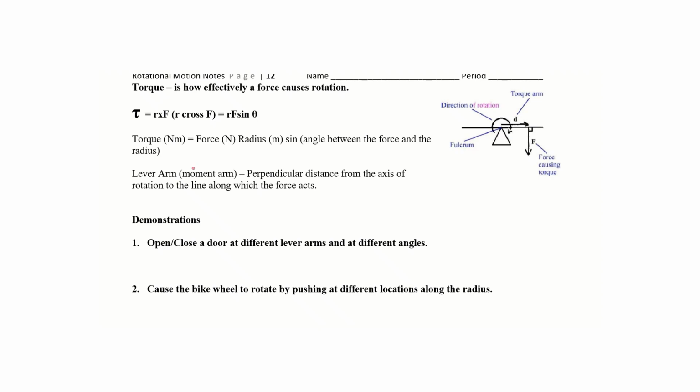Torque is how effectively a force causes rotation. We use the Greek letter tau to represent torque. It's equal to R F sine theta. So torque is equal to R, which is the lever arm, times the force, times the sine of the angle between them.